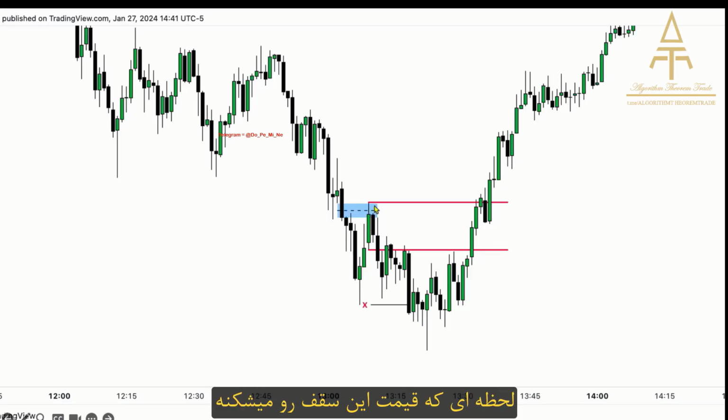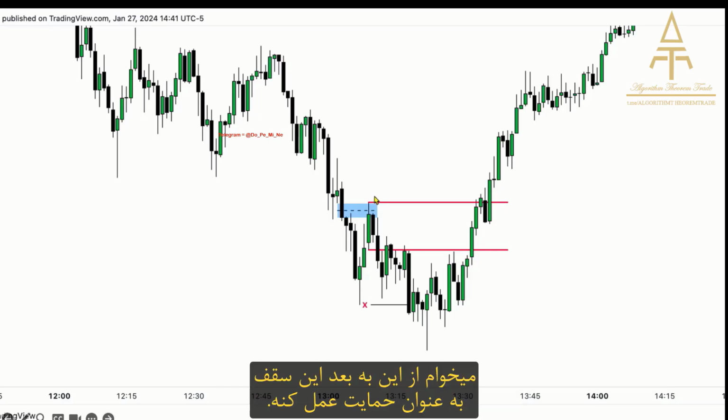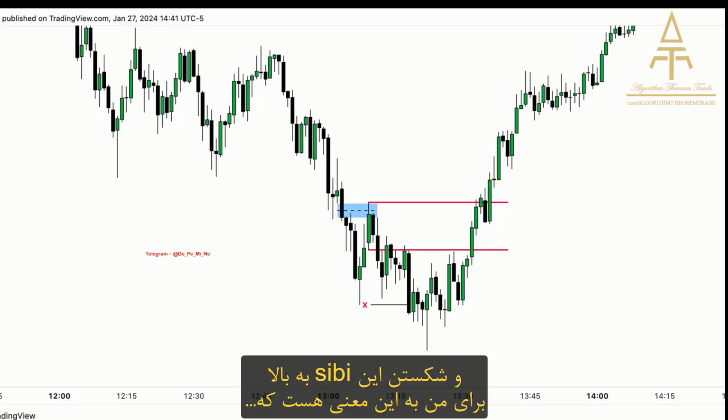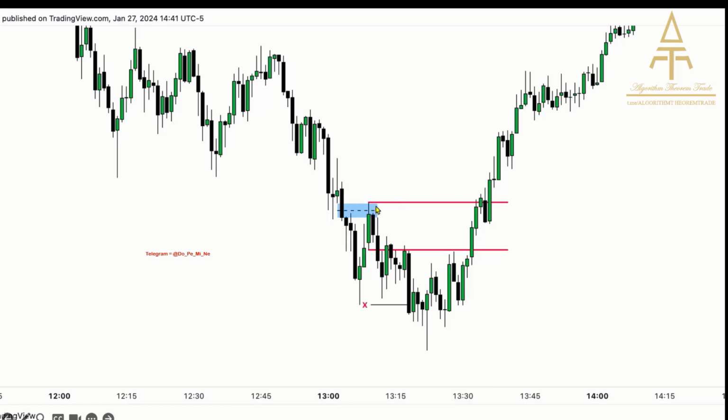So the moment that price breaks above that high, I want to see the candle of that high be utilized as support moving forward. And the fact that price broke above this CB signals to me, okay, there's a willingness for the market to now move higher.